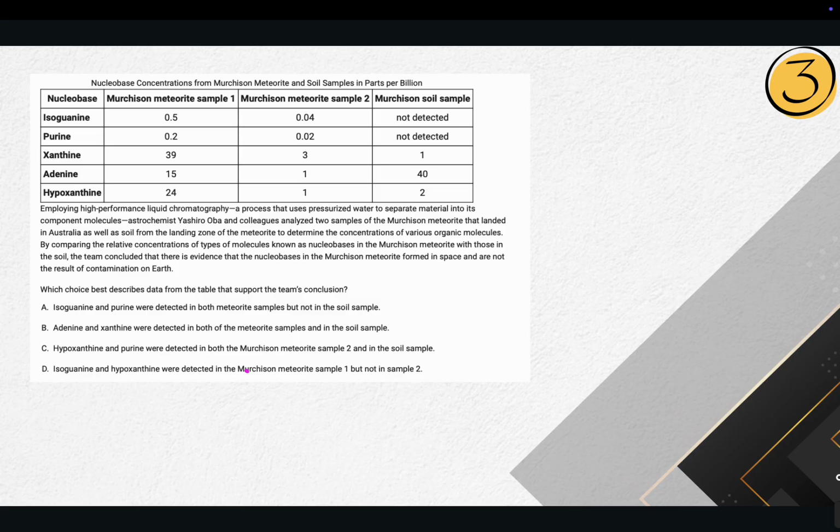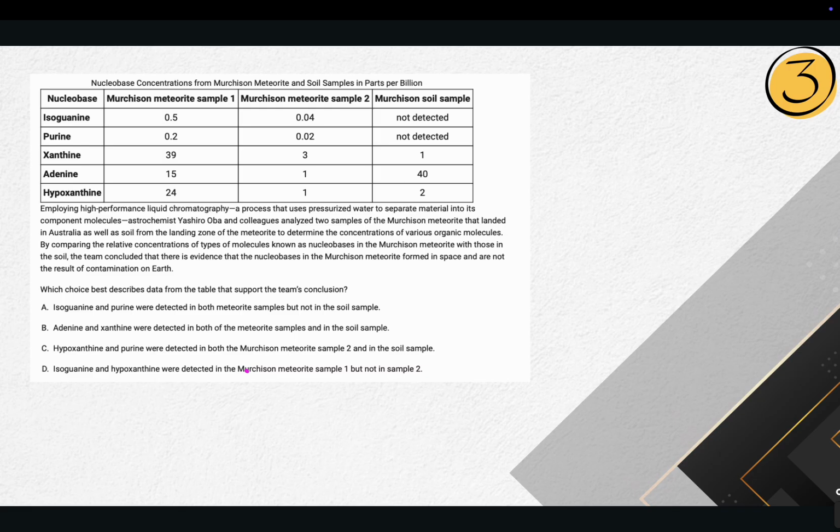Okay, timer ended. So right now we're going to be solving the question. The question says, which choice best describes the data from the table to support the team's conclusion? We have to check what is correct from the choices. Isoguanine and hypoxanthine were detected in both meteorite samples but not in the soil sample.